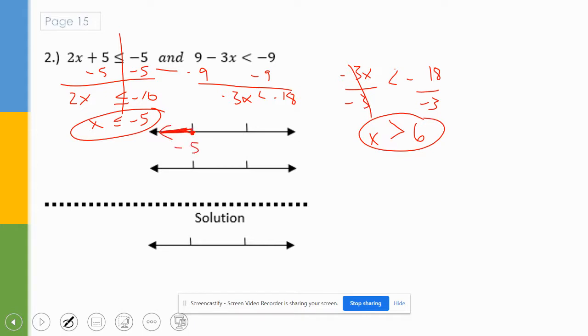So that's the less than or equal to negative 5. That's the greater than 6. It's and, so I look for overlap. And there is no overlap, so I do not have a solution. If this was an or, I would have a solution.